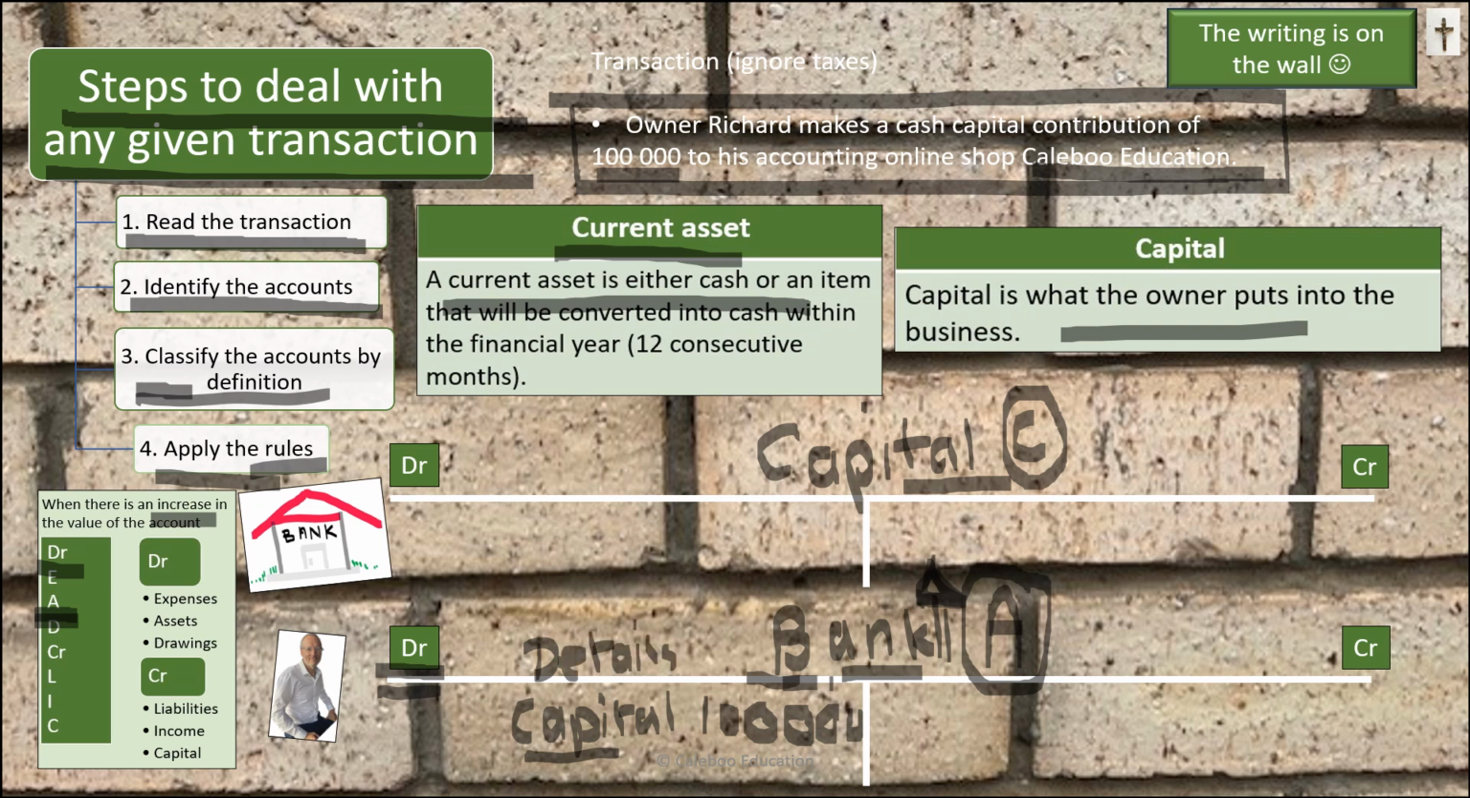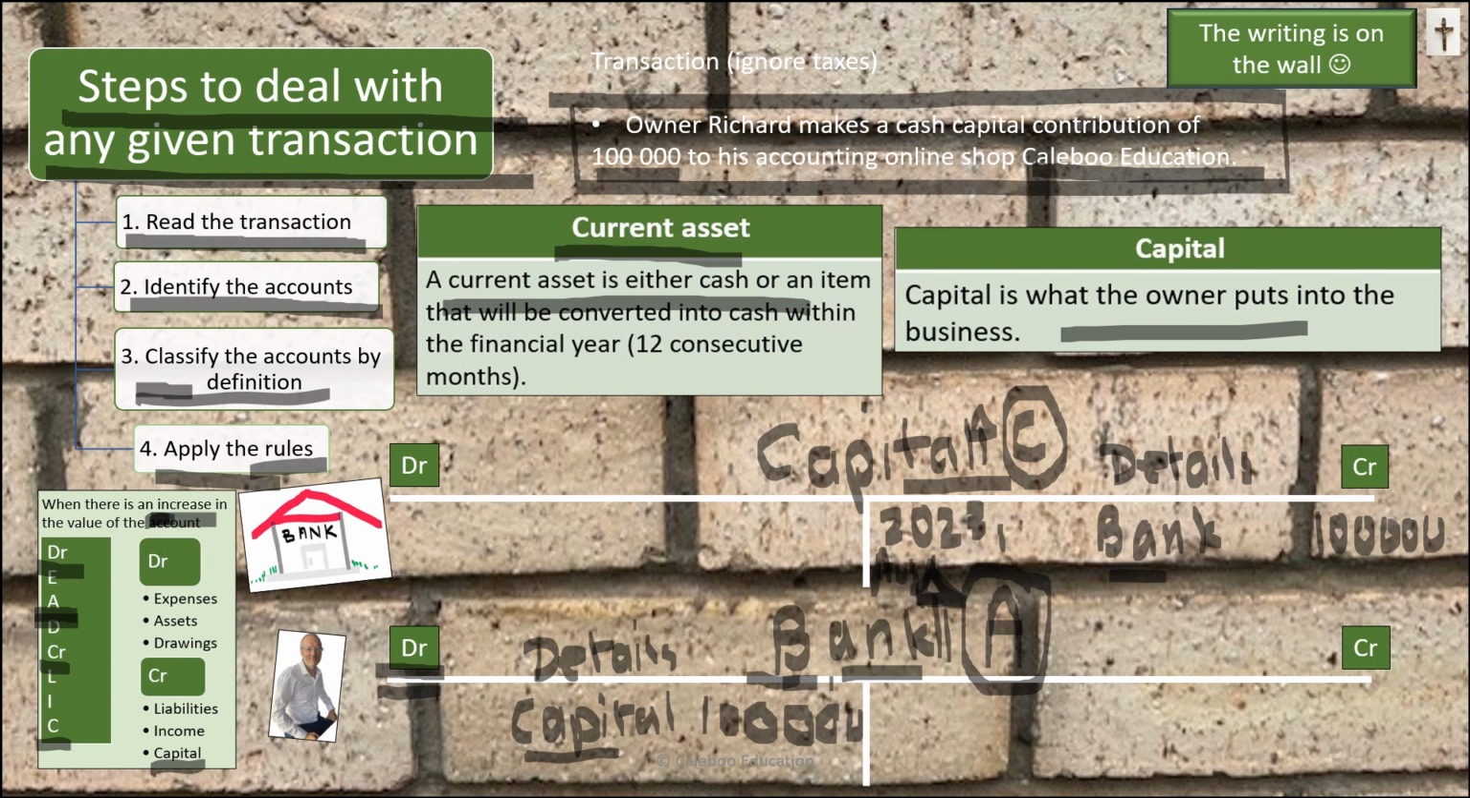So what happens to capital? Capital here will get credited because the rule says an increase in capital, when there's an increase in value, we credit capital. There it is, 100,000. And the name of the contra account, which goes under the column details, is bank. Then we will put in the date, 2023 August the 1st. I'll write this out neatly in a moment.